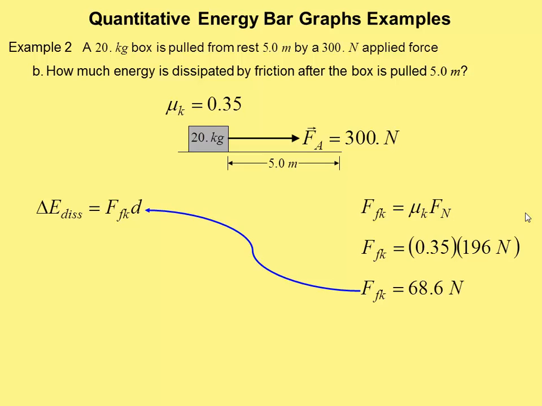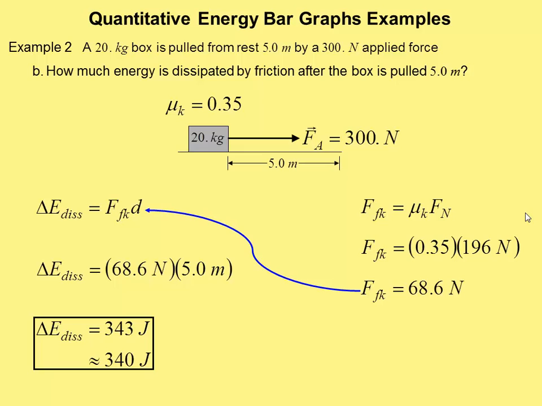Plug that back into our E_dis math model with a distance of 5 meters, and you get 343 joules, or to 2 sig figs, 340 joules of energy dissipated, which probably would get stored as thermal energy, heating up the box and the surface, and maybe some sound, but mostly thermal energy. So notice here you have to calculate the amount of friction to calculate the amount of E_dis. That makes E_dis actually one of the harder things to calculate.